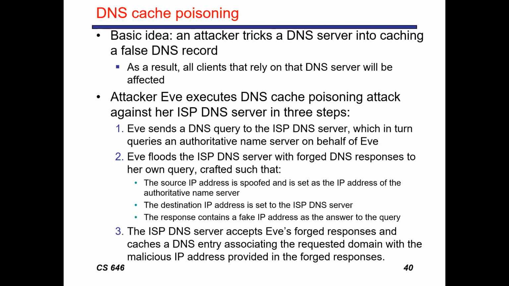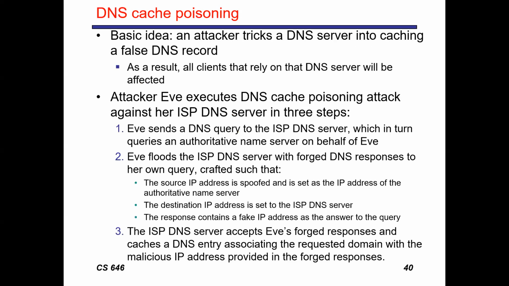Now you might be thinking, what happened with the query that was sent to the actual authoritative name server? Well, it's kind of a race condition. Whoever replies first, their response will be recorded. And since Eve is closely connected, or directly connected, with his ISP, his response obviously will come first.